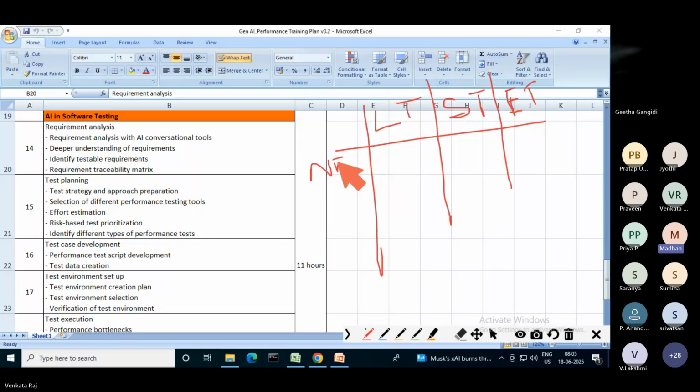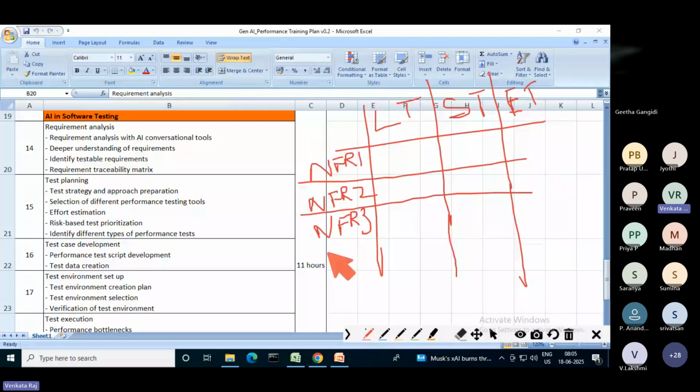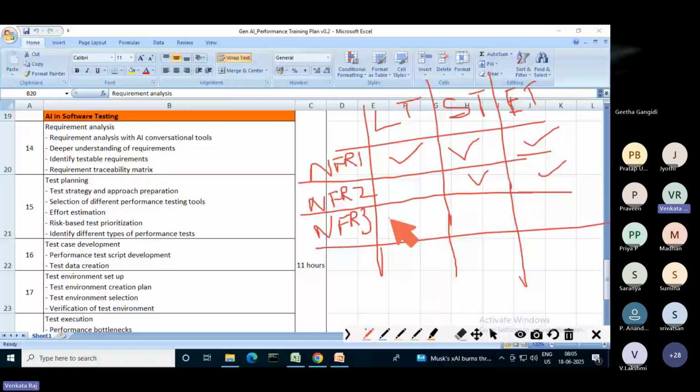Soap test, longevity. Soap test, very good. NFR1, NFR2, NFR3, right? Each NFR might not be tested as part of every test, because it depends on what we are trying to verify. So let's say NFR1 is going to be tested as part of this, this, and this. This one, let's say, as part of this. This one, as part of this. So this is basically an RTM.